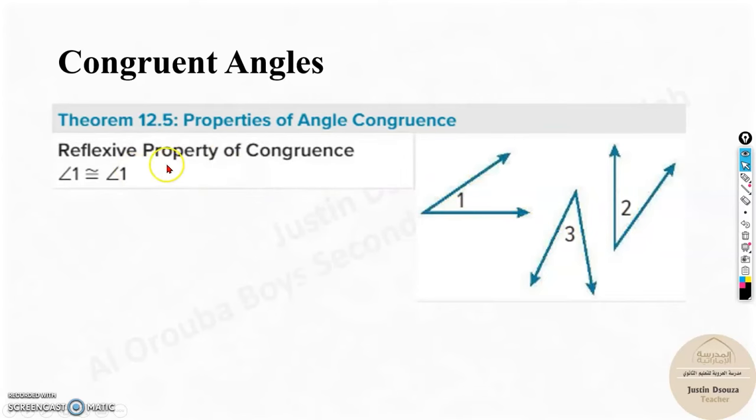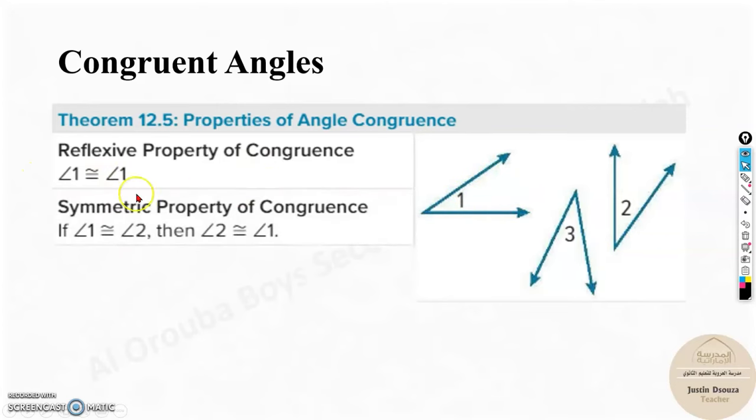The reflexive property of congruence says if you have this angle, it is equal to itself. So this is not a big deal. If it's 30 degrees, 30 is equal to 30. That's what it means: it is congruent to itself. Now, the symmetric property of congruence says if you have angles 1 and 2 equal, then you can also write 2 and 1 are equal. You can write it the other way around.